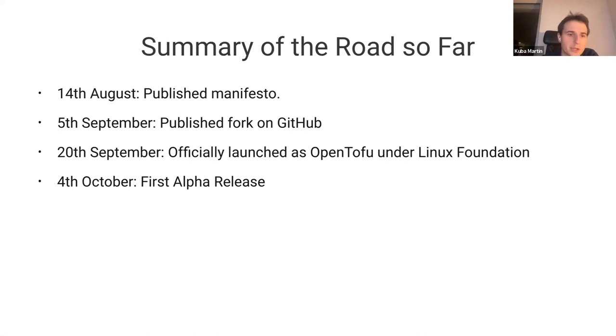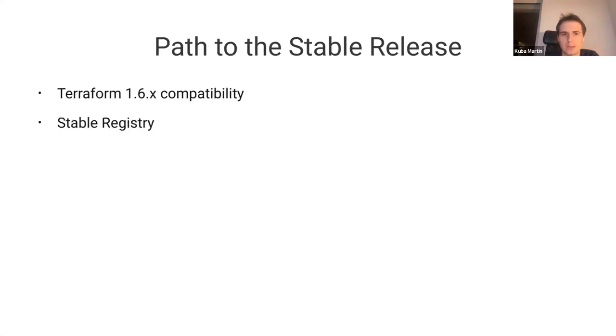And then on the 4th of October, 2 weeks later, we released our first alpha release. This was basically the moment where it became very easy to take OpenTofu for a spin and give us feedback. And since then, we've already had four more alpha releases, and soon we'll have more. And I'll talk about that a bit as well in a moment.